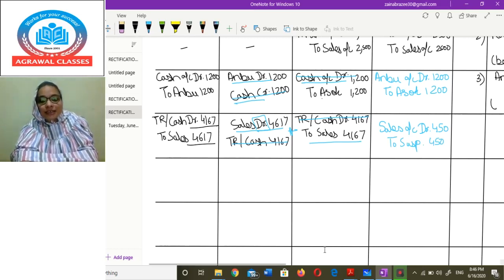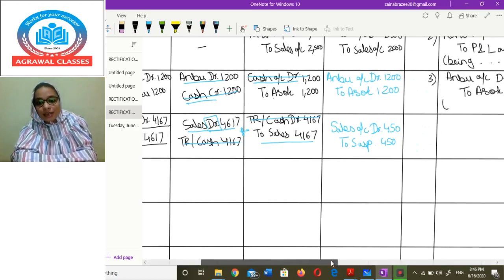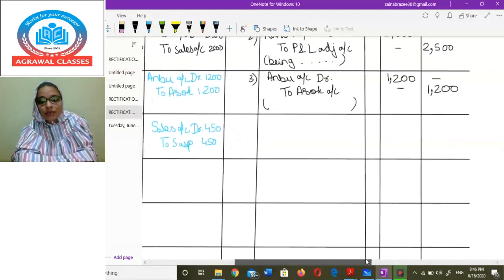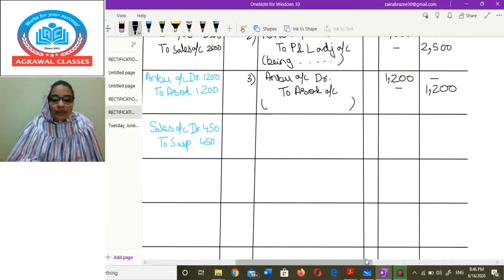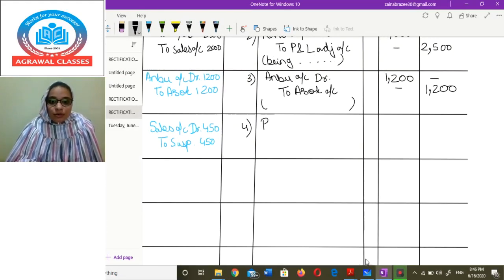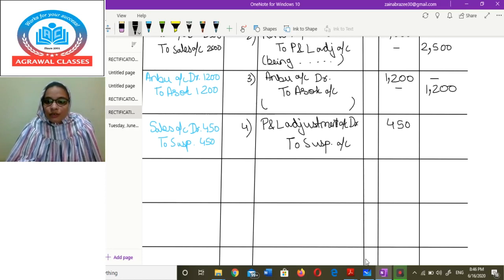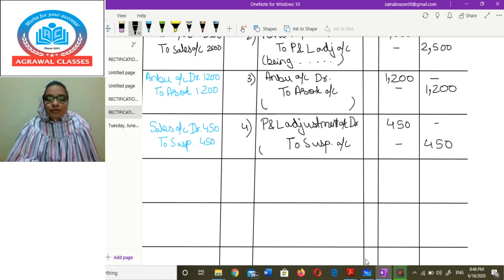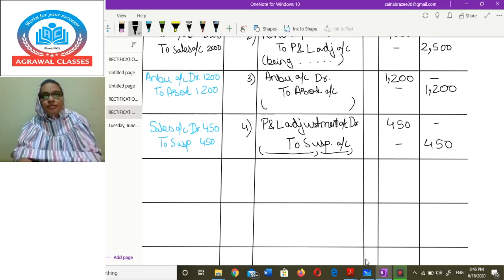Again, check in the entry. Is there any nominal account? Yes, sales itself is a nominal account. So your final entry will be, sales को replace करके we'll write the word P&L adjustment account, debit to suspense account, 450, 450. Okay. Being wrong posting in sales now rectified. You can just write that.